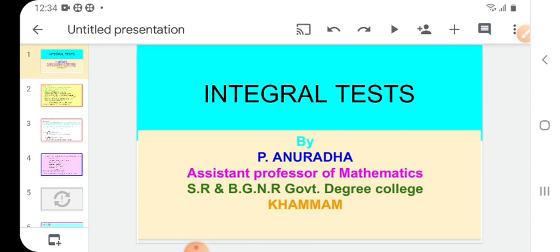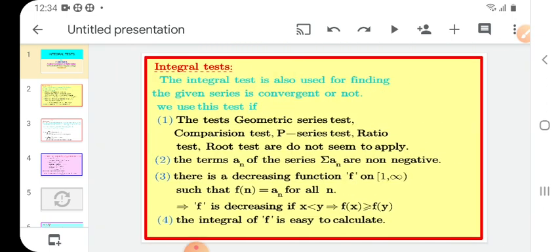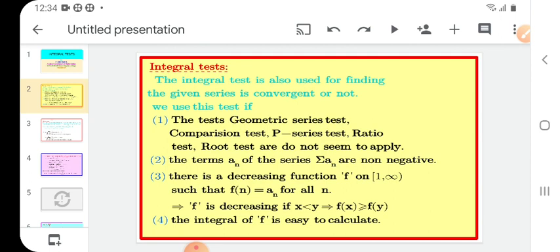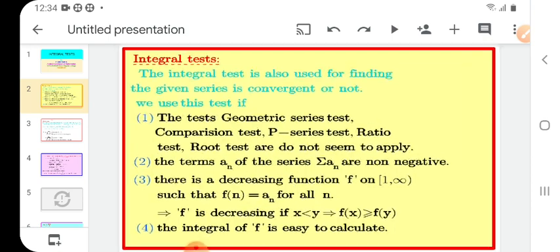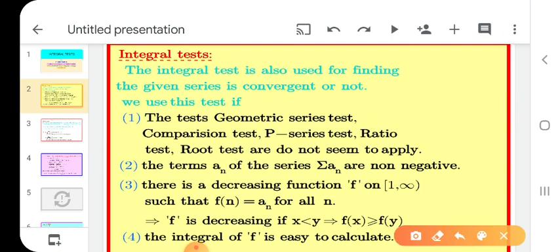This test is used to find whether the given series is convergent or not. See, what is the integral test? The integral test is also used for finding whether the given series is convergent or not.